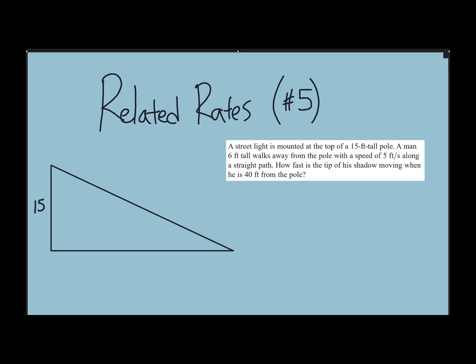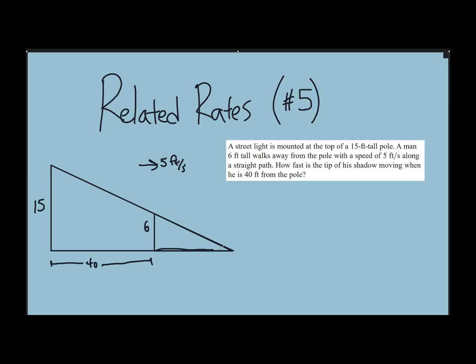So here's a 15-foot tall pole. And it says a 6-foot tall man is walking away from the pole. So let's draw him in. He'll be about here, with a speed of 5 feet per second. So I'll just write that over here to remind us that we know that. It says, how fast is the tip of his shadow moving when he's 40 feet from the pole? So we know this distance is 40.